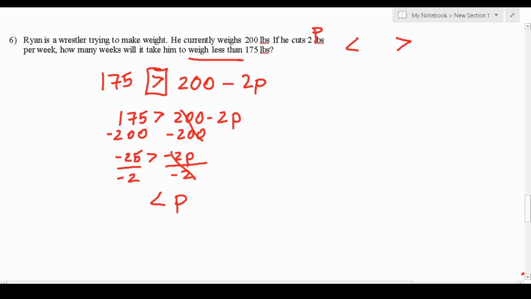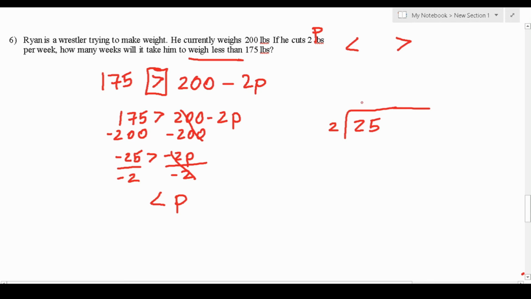And now we have negative 25 divided by negative 2. A negative divided by a negative is going to be a positive. But that said, we're going to do 25 divided by 2. Many of you can say that's 12 and a half without doing this long division, which is great, but I'll show you the long division just for practice.